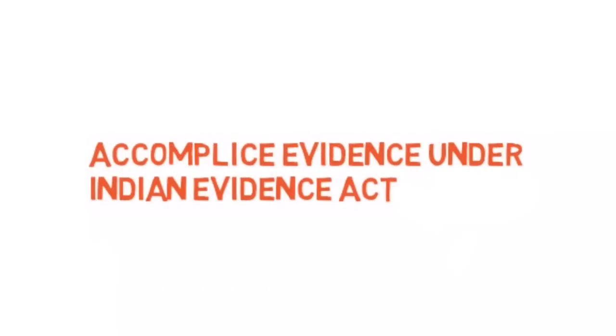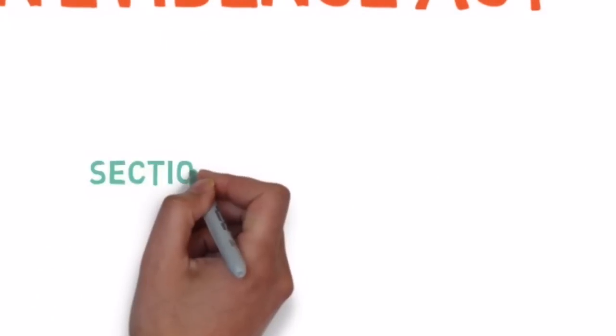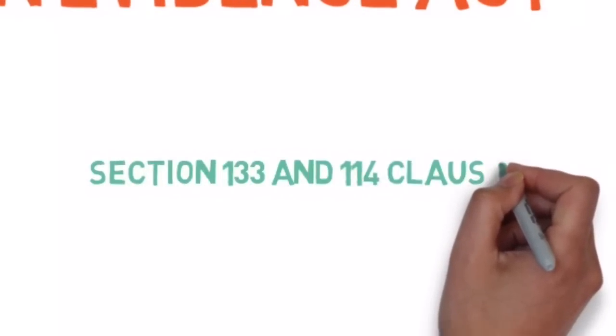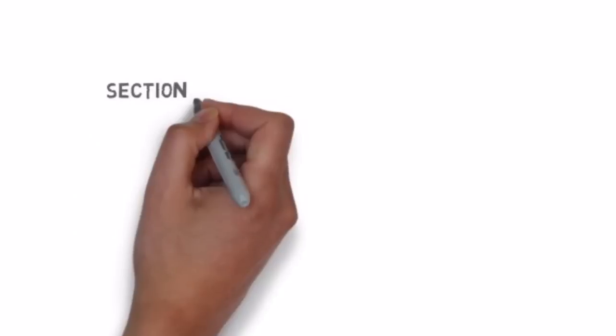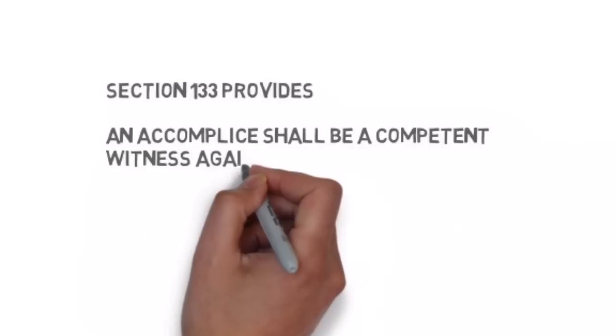Hello! If that Bonnie and Clyde introduction didn't give it to you, I will. Today we're coming at you with accomplice evidence under the Indian Evidence Act. The two main sections under the Indian Evidence Act, which are always identified with accomplice evidence, are Section 133 and Section 114 Clause B of the Indian Evidence Act. Let's just see what these sections say.